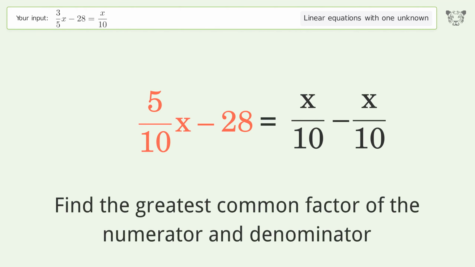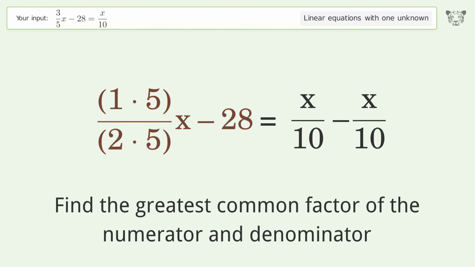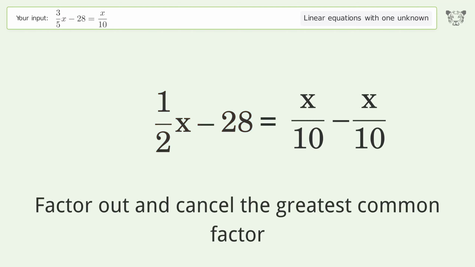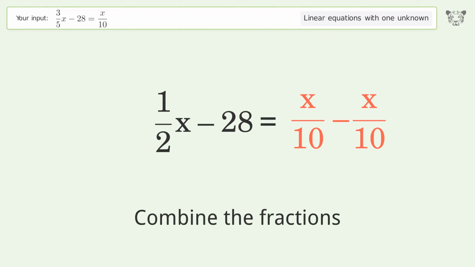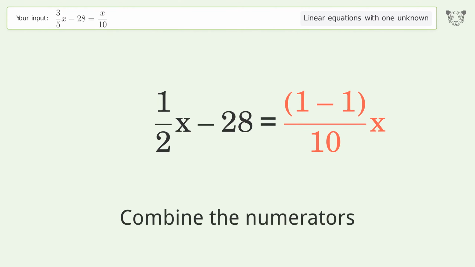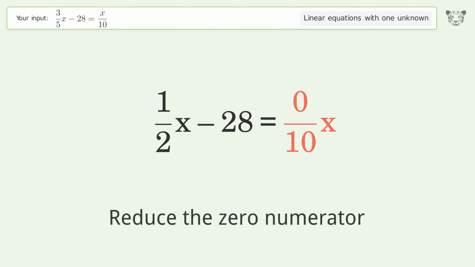Find the greatest common factor of the numerator and denominator. Factor out and cancel the greatest common factor. Combine the fractions. Combine the numerators. Reduce the zero numerator.